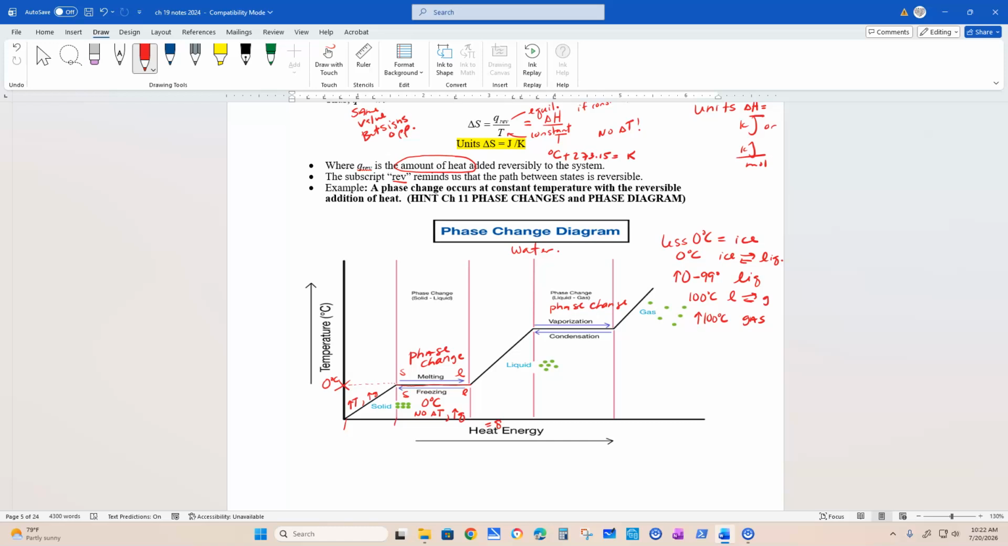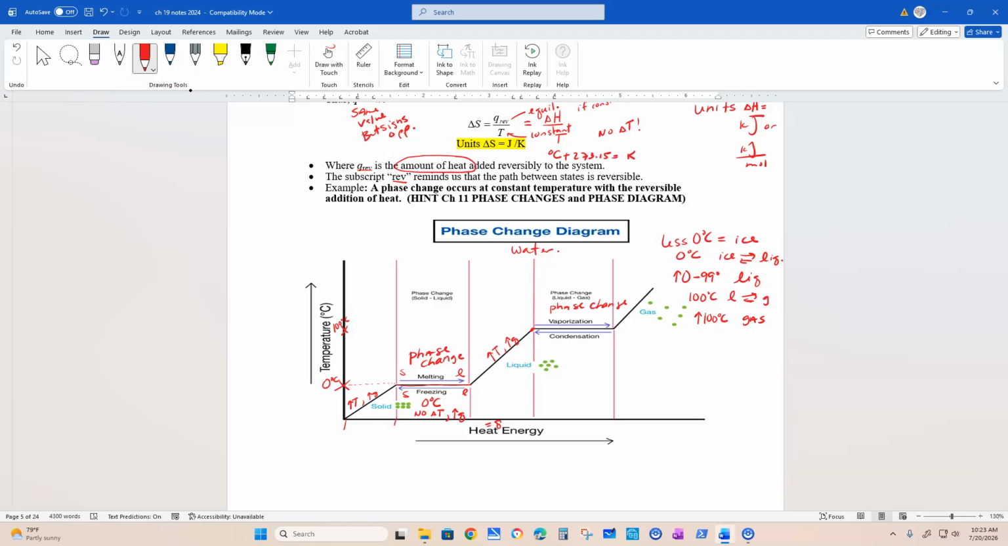Okay, so we looked at this also in chapter 11. Right here, from 0 degrees all the way to this point in time, well, right before it changes to a gas, I know that this is going to be 100 degrees Celsius. I have liquid, I have increased my temperature, and I have also kept adding the heat.